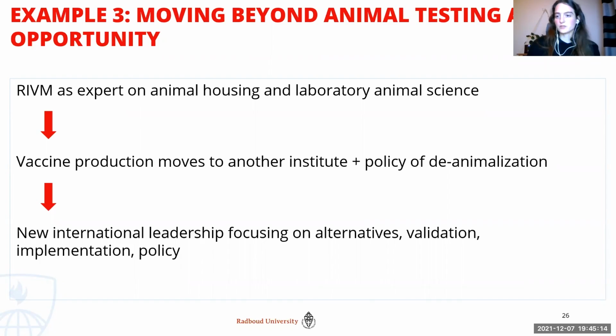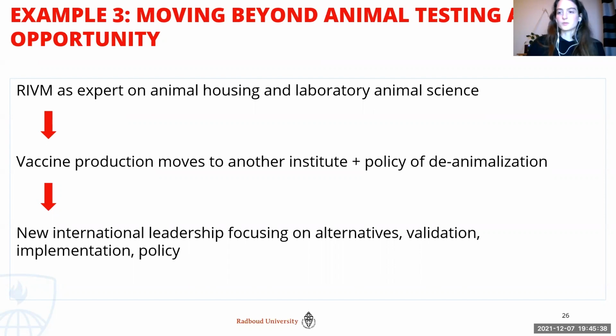So that made it difficult to keep up their expertise in laboratory animal science and animal housing because they had so few animals. And then the issue for them was, well, it's important for them to have these expert positions internationally. If we lose this position, what will it mean? But we cannot maintain it.